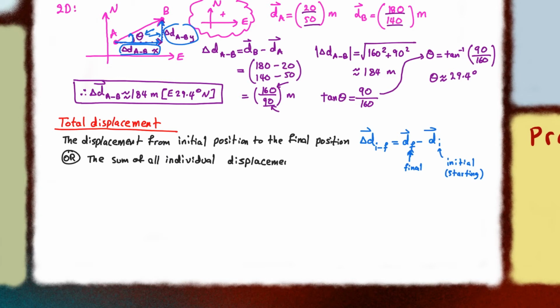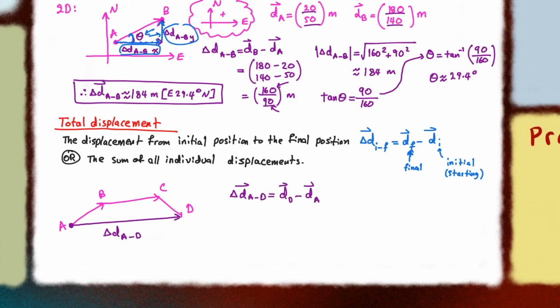all individual displacements. For example, let's imagine that we have a person who's traveling from position A to B, B to C, and C to D. The total displacement will be from the initial position A to the final position D. It can be calculated by displacement A to D is equal to position D minus position A, or it can be calculated by displacement A to D is equal to the displacement from A to B plus the displacement B to C plus the displacement C to D.